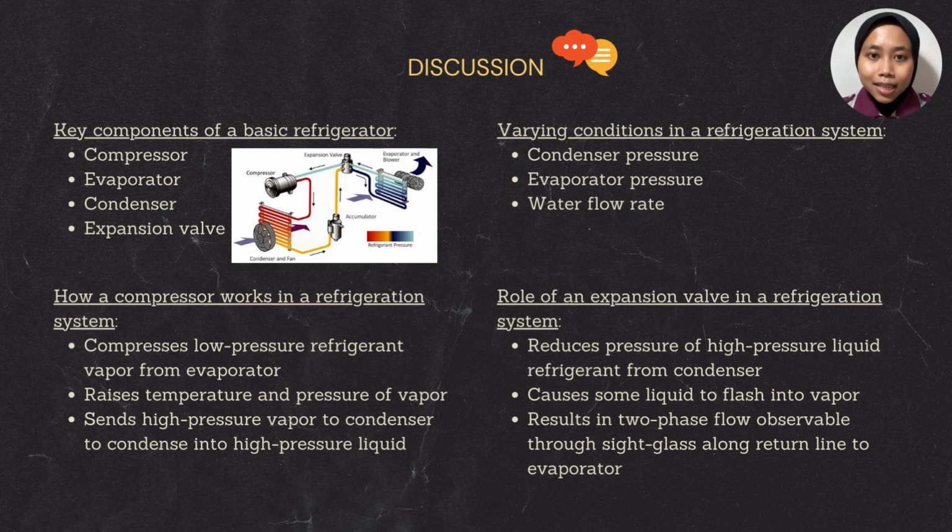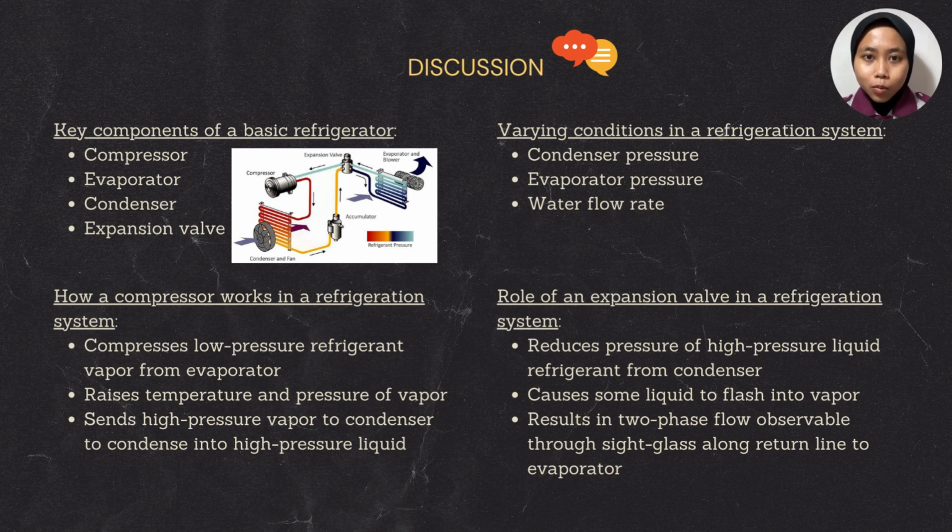Next, let's discuss some varying conditions involved in a refrigeration system. These include the condenser pressure, evaporator pressure, and water flow rate. These conditions can affect the derived results such as compressor power, compressor suction, and evaporating temperature. Now that we have covered the key components and varying conditions involved in a refrigeration system, let's take a closer look at how some of these components work.